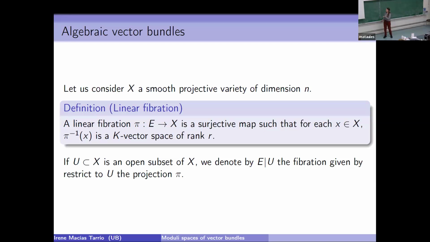A linear fibration is something that projects onto our variety, such that for each point of our variety, if we take the inverse image, we get a vector space over the field. And we will denote it in this way. If we consider an open set of our variety, we will denote it this way: the restriction of our linear fibration to this open set. That will be the inverse image of this open set under the projection.